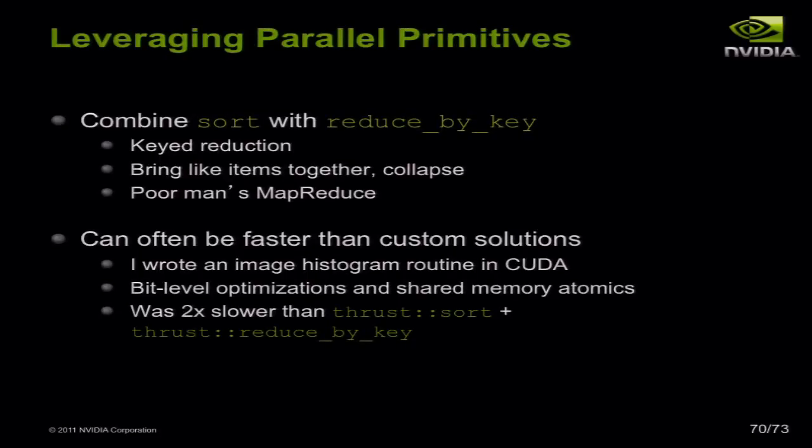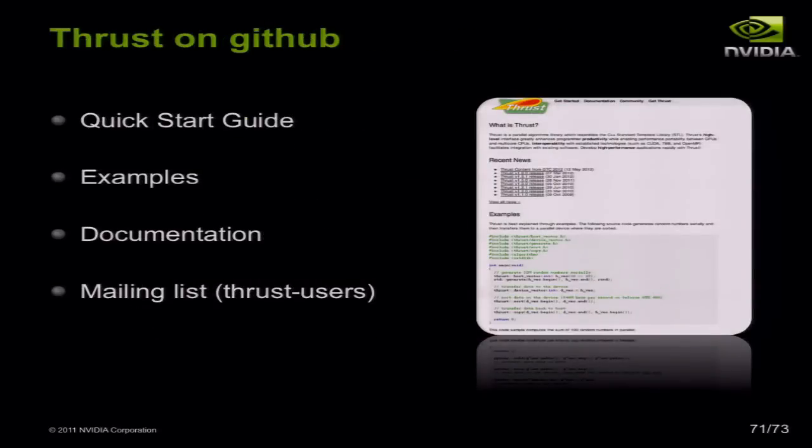Sort plus reduce by key is a really powerful idea. So reduce by key allows you to combine elements with the same key into the same value. So it's kind of like a poor man's map reduce. I used it, for example, in that k-means routine that I was talking about earlier.